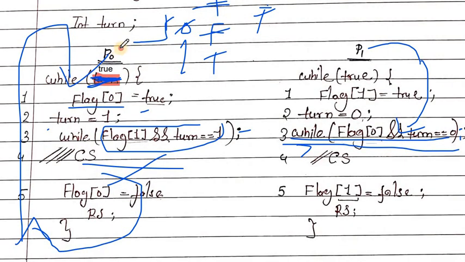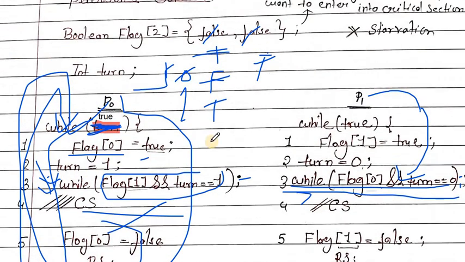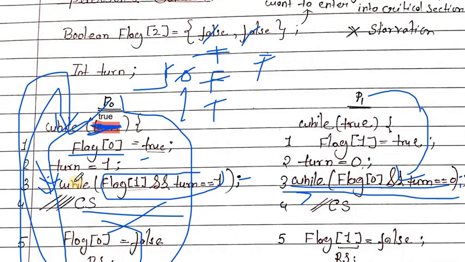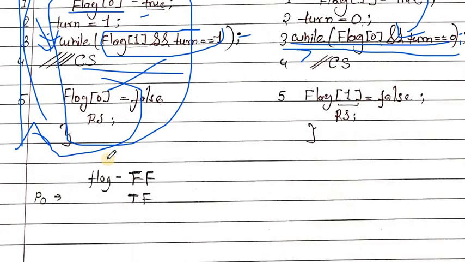This means that P0 executes the critical section first. When P0 again tries to come into the critical section, it is stuck in the while loop. This means the bounded waiting condition is satisfied. No process enters the critical section again and again. Okay, understood friends?